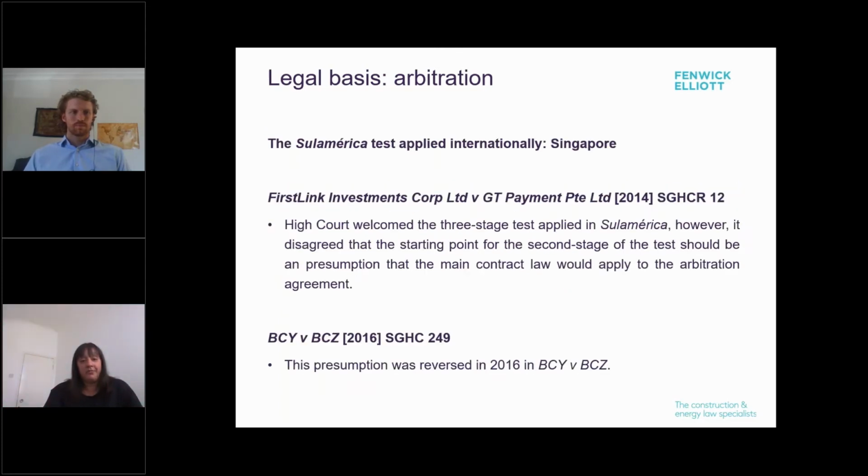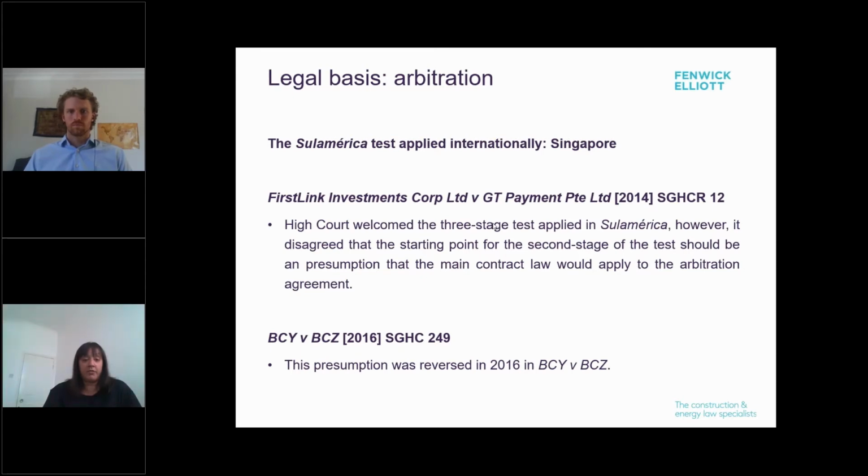The test in SulAmerica has also been applied by the courts in Singapore. Interestingly, in Singapore, in First Link Investments, the High Court welcomed the three-stage test applied in SulAmerica. However, it disagreed that the starting point for the second stage of the test should be a presumption that the main contract law would apply to the arbitration agreement.